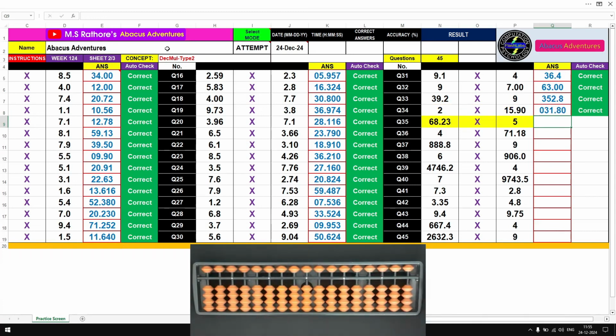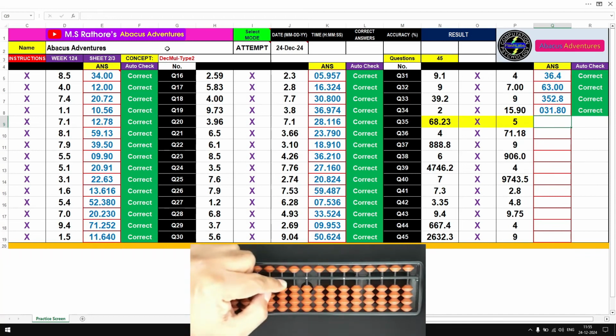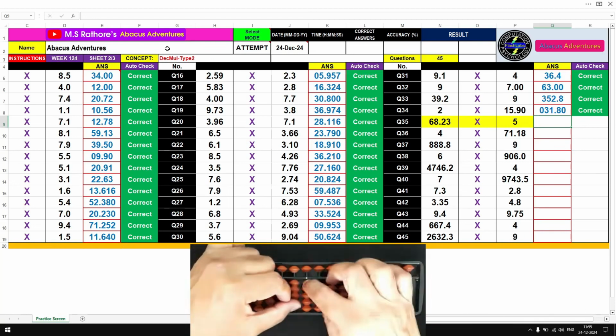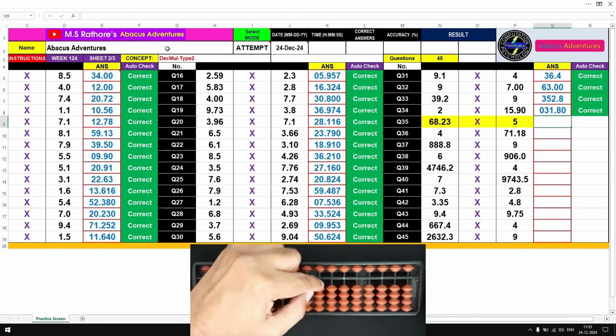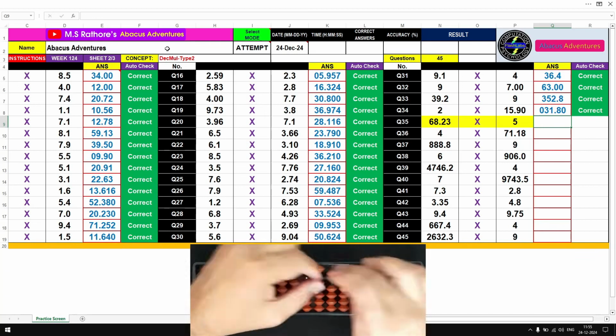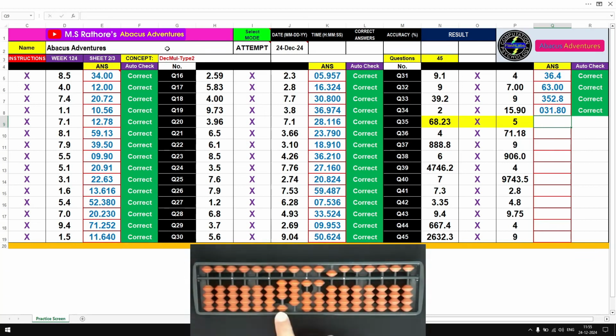Question number 35, 68.23 multiplied by 5. Placing the left index finger on rod number 3. From right to left, it is 5 6s are 30, finger shifted. 5 8s are 40, finger shifted. 5 2s are 10, finger shifted. 5 3s are 15, and the answer is 341.15.